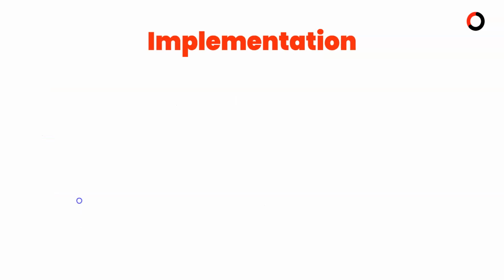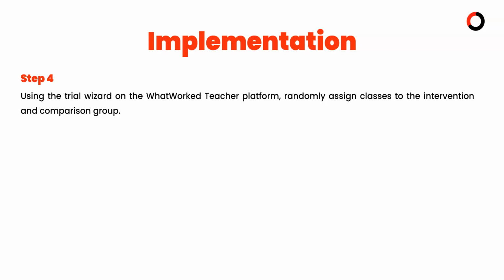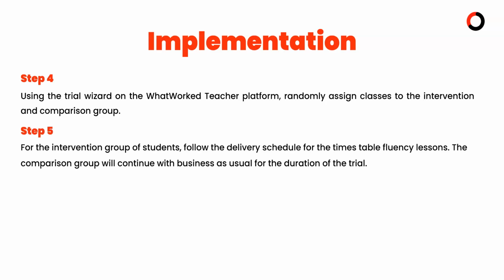So moving on to the implementation. Step 4, using the trial wizard on the What Worked Teachers platform, randomly assign classes to the intervention and then the comparison group. Step 5, the intervention group of students follow the delivery schedule for the times table fluency lessons. The comparison group will continue with business as usual for the duration of the trial.